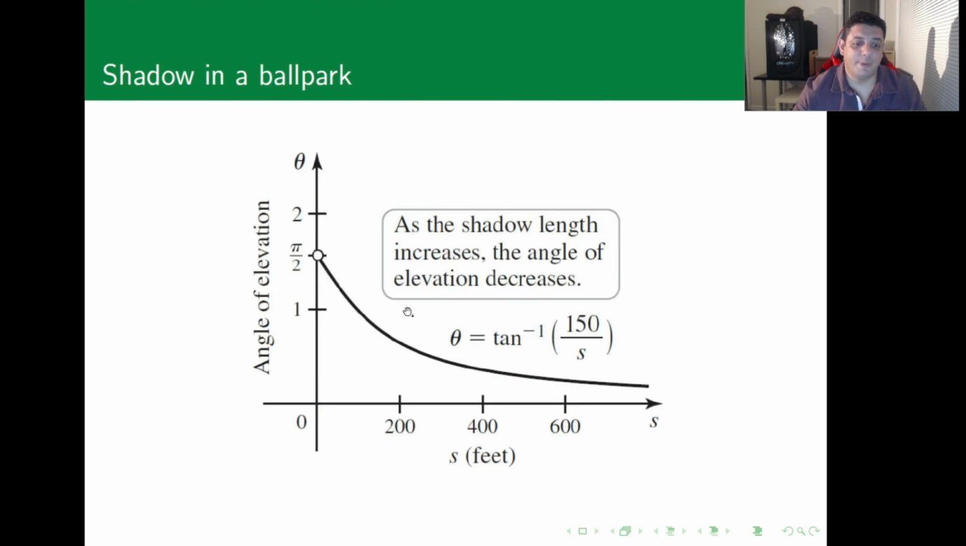So let's do that by using this function. We have theta equals tangent to the -1 of 150 over x. Notice that this is going to become this type of function, where the farther away we go in the shadow, the smaller the angle is going to be. And from here, of course, you can use the trigonometric derivative to get more information on the rate of change.